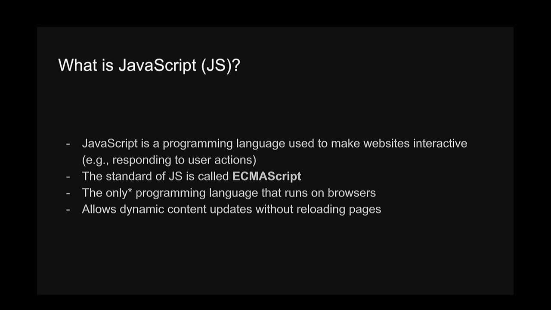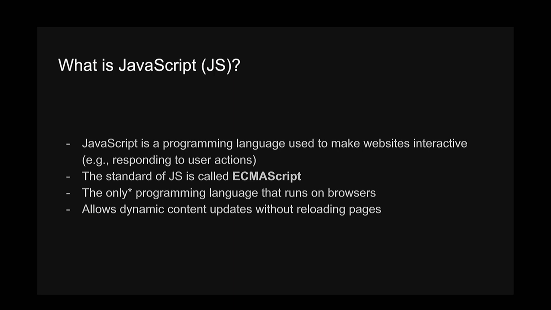So what is JavaScript? JavaScript is a programming language, or more specifically a standard, that is used to make websites interactive, such as responding to user input. The standard of JS is called ECMAScript, and ECMAScript is updated every few years. It's the only programming language that runs on the browser. Before, I think there was PHP, but right now it's pretty much the only language that people use that actually runs on the browser.